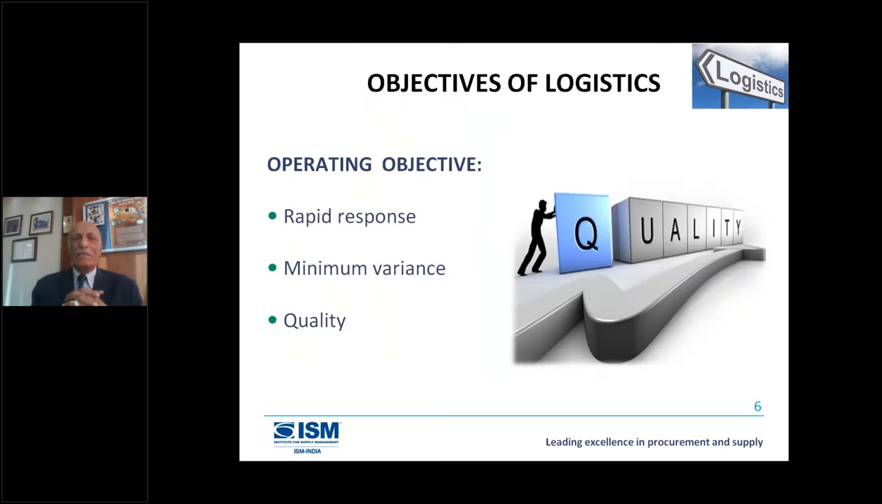The objective of logistics, obviously, is that we want rapid response. We want minimum variance. If somebody has asked for 20 laptops, 20 laptops should reach. The day is fixed, the timing is fixed, and it should reach at that time. Quality part: there should be no damage on the way. Transit damage, I'm talking about. The quality is what is made, but the whole logistics part has to ensure that if it's a fragile item, it's not broken and it reaches in proper time.